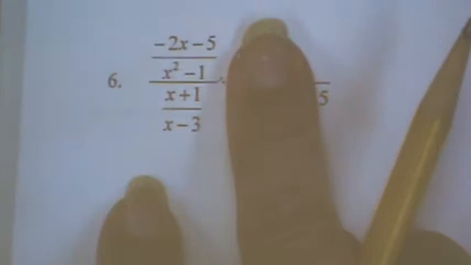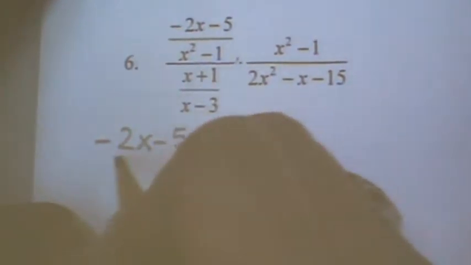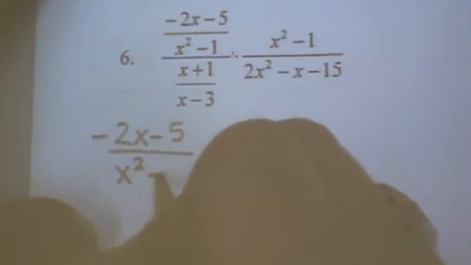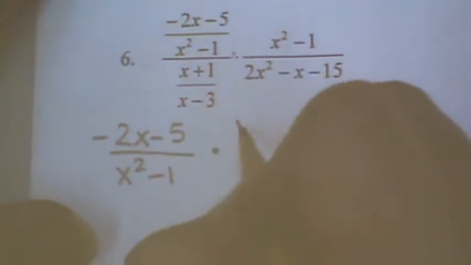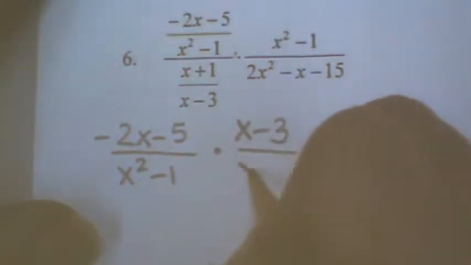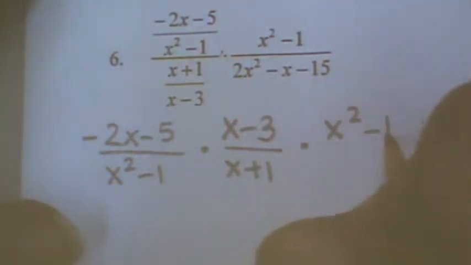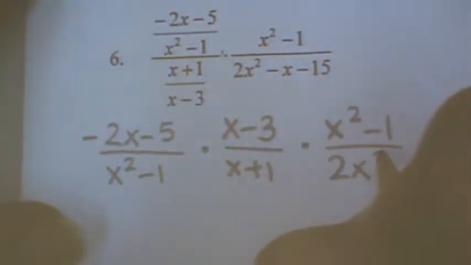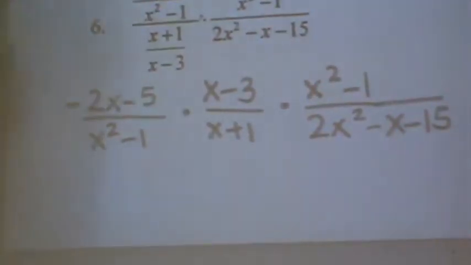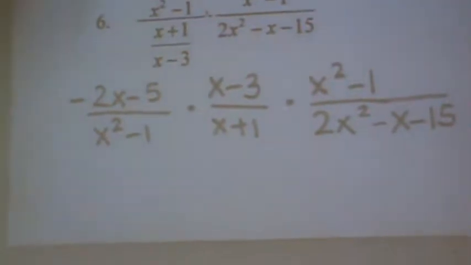If I asked you to do this problem, what is it really asking you to do? It's asking you to take this numerator and multiply it by the reciprocal of that. So this is what you have: negative 2x minus 5 over x squared minus 1. You're going to flip this and multiply it by that. So it's one big multiplication problem. That's all that is.